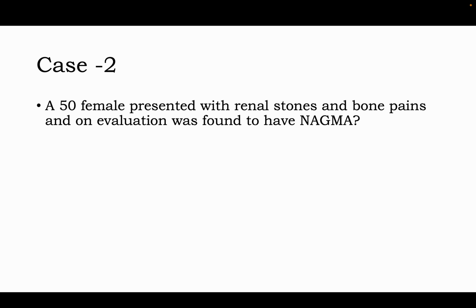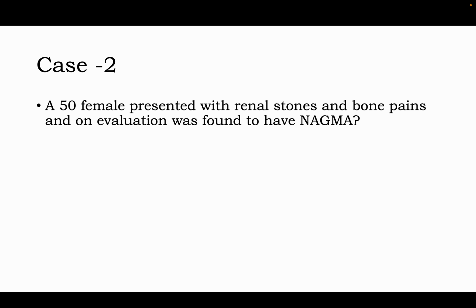So that is the cause of renal stones in the case of distal RTA, and they can have hypokalemic periodic paralysis. They are generally associated with Sjogren's. They can have rheumatoid arthritis, where they have dryness of mouth or joint pains. Generally Sjogren's is common in females. You need to evaluate for Sjogren's. Sjogren's is one of the most common causes of distal RTA. So they'll have renal stones, bone pains because of the resorption of bones, and NAGMA will be there.